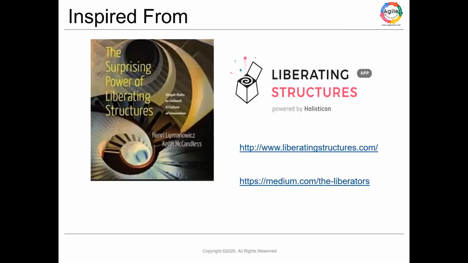Liberating structures, you may be aware of it. It's available on liberatingstructures.com. There is a book available, and there is an app available for both Android and iOS. And if you search on Google, you will find a lot of material about these liberating structures.